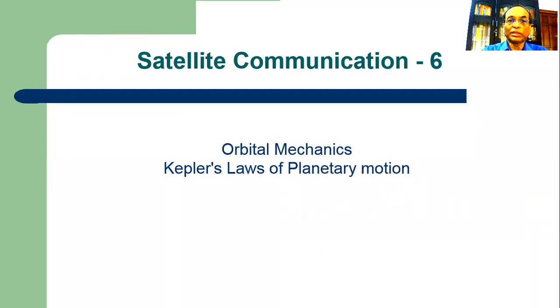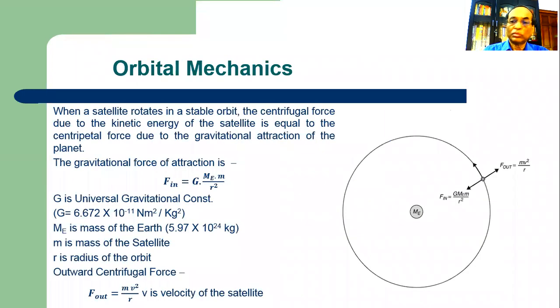Today we will discuss orbital mechanics and Kepler's laws of planetary motion. Orbital mechanics: a satellite is designated by its orbit. Depending upon the orbit designation, they are called GEO, LEO, MEO, Molniya, and so on.